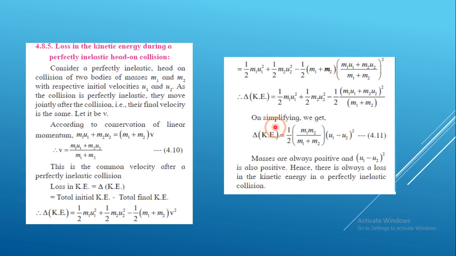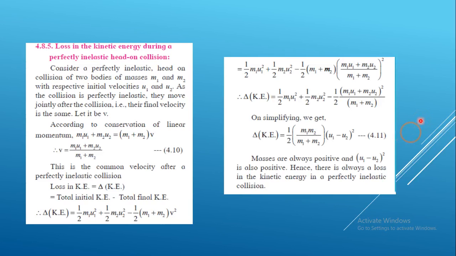So total initial kinetic energy minus total final kinetic energy will be half m1 u1 square plus half m2 u2 square minus half m1 plus m2 into bracket, ko v square multiply. Just solve it: half m1 u1 square plus half m2 u2 square minus half m1 plus m2. Let's place the value of v over here: m1 u1 plus m2 u2 divided by m1 plus m2, bracket square. So you'll get half m1 u1 square plus half m2 u2 square minus half. Now m1 plus m2 square यहाँ नीचे आ जाएगा, one m1 plus m2 will get cancelled. So half m1 u1 plus m2 u2 whole bracket square divided by the remaining one term, m1 plus m2.